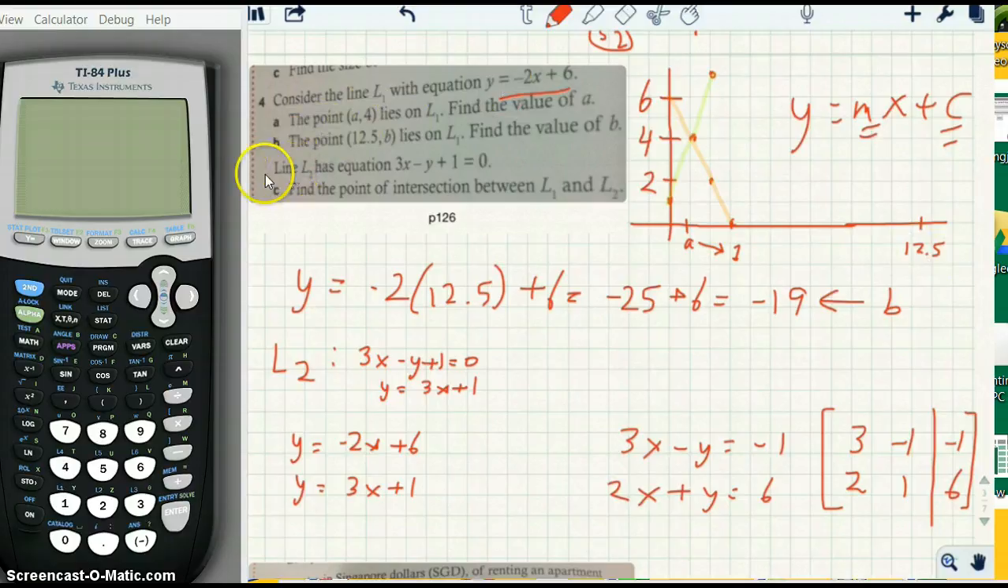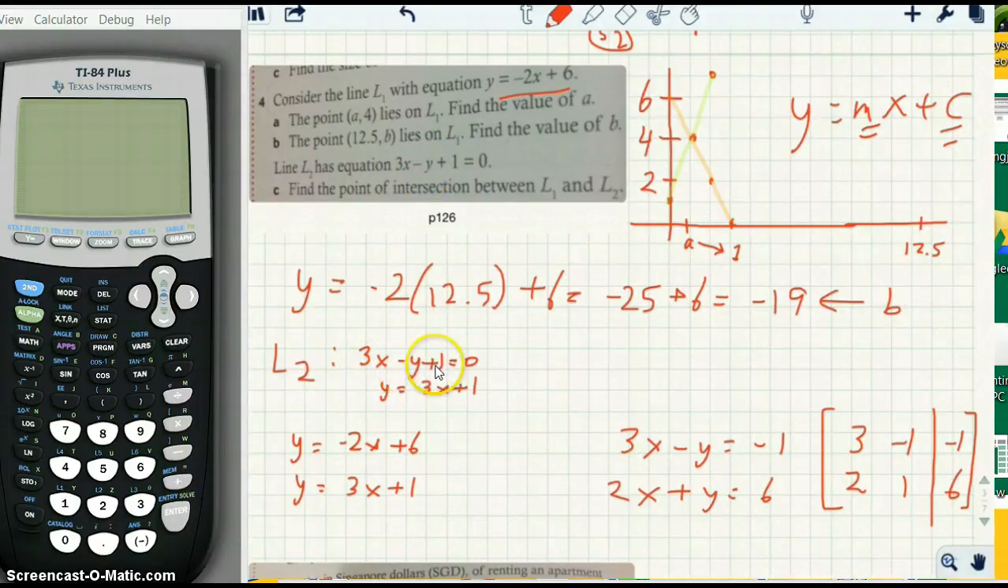And then we look at the last part. They give us the equation for another line, 3x minus y plus 1 equals 0. This time they did not give us in y equals mx plus c form, so we cannot immediately graph it by looking at this, but by doing algebra and moving it around, we can. So let's take this equation, and then we'll graph it by putting it in gradient intercept form.